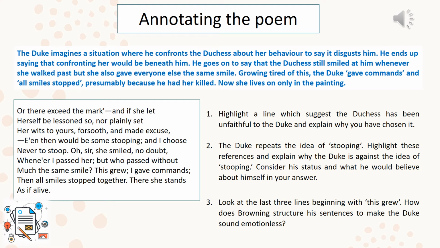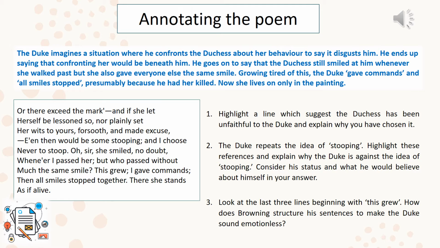The Duke imagines a situation where he confronts the Duchess about her behaviour to say it disgusts him. He ends up saying that confronting her would be beneath him. He goes on to say that the Duchess still smiled at him whenever she walked past, but she also gave everyone else the same smile. So growing tired of this, the Duke gave command and all smiles stopped, presumably because he had killed her. Now she lives on only in the painting.